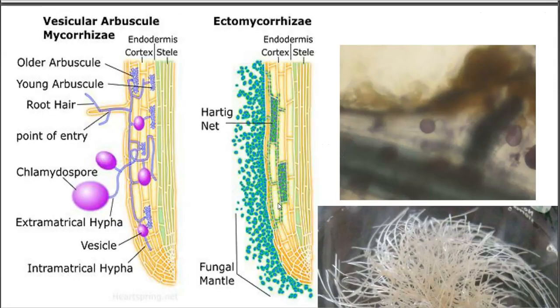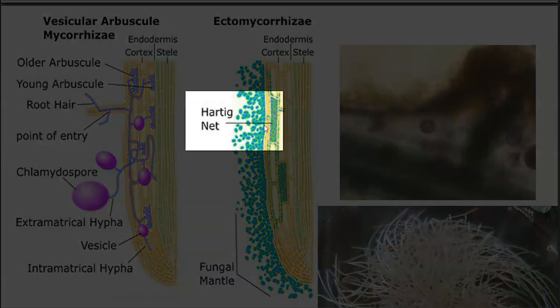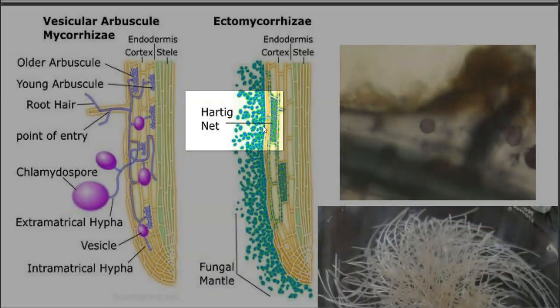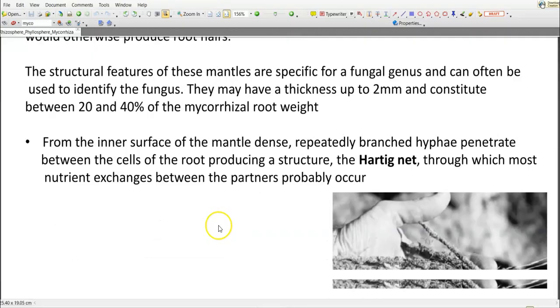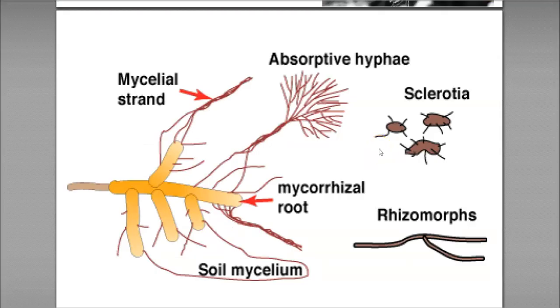So, in this diagram, you can see a fungal mantle, that is the rhizomorph formation on the surface of the roots. When they enter inside the cortical cells, they form a special structure called the Hartig net, which is unique for the ectomycorrhizae. And they serve as nutrient exchange sites between the partners, that is between the fungi as well as the plant system.